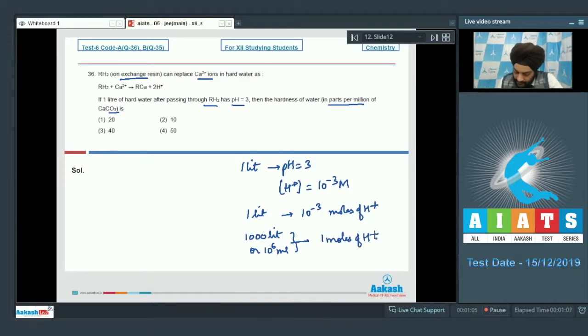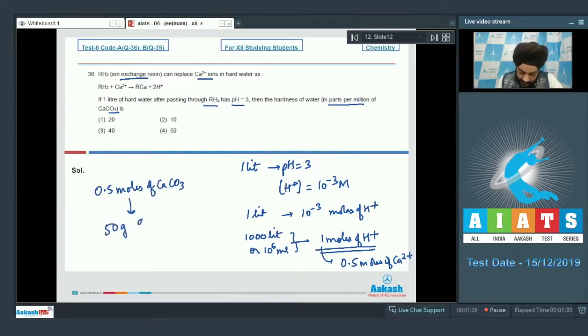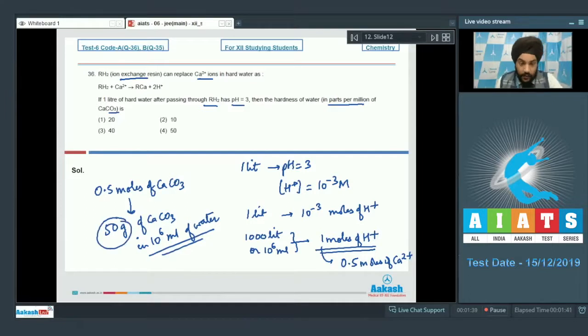of H plus. Now students, if we talk about the calcium 2 plus ions, we can clearly see that they must be present in an amount of 0.5 moles. So this must mean that there is 0.5 moles of CaCO3, which is 50 gram of CaCO3 present in 10 to the power 6 ml of water. So the hardness will come out to be equal to 50 ppm. So students, the answer has to be marked as option 4.